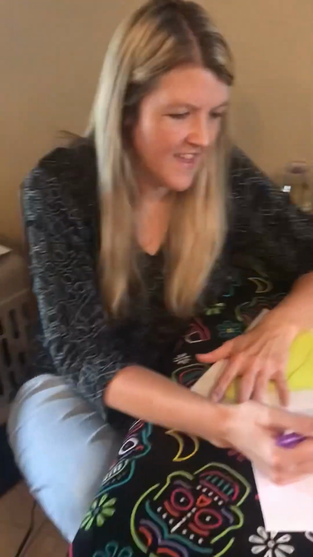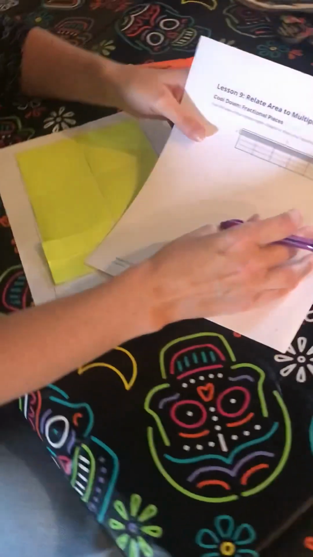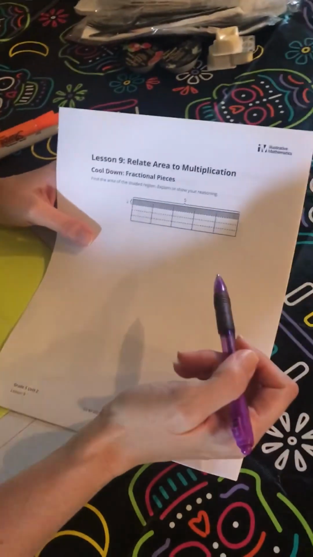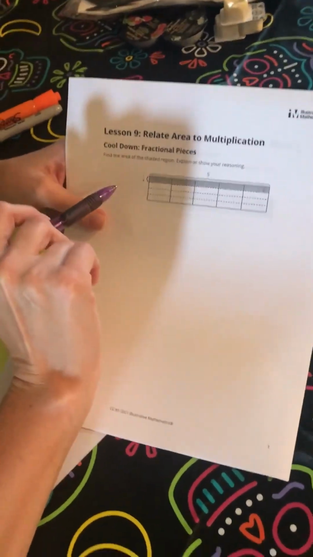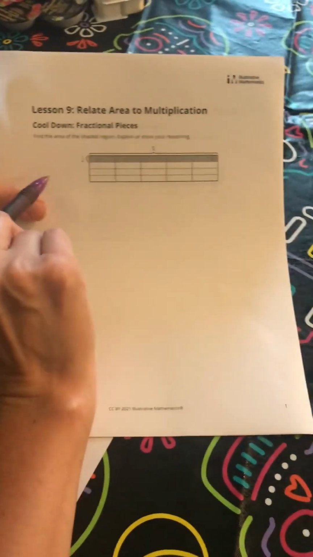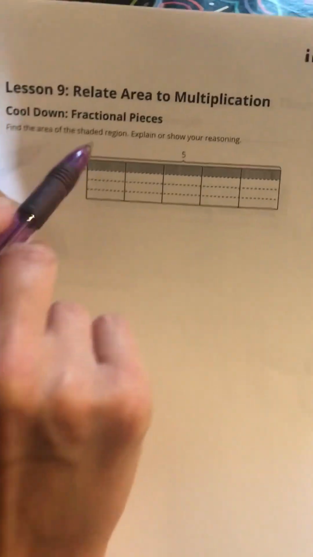Okay, we're going to go over the cool downs today. For the first one, it's from lesson 9, and you can look at your graded paper as I'm going through this. It says to find the area of the shaded region, explain or show your reasoning.